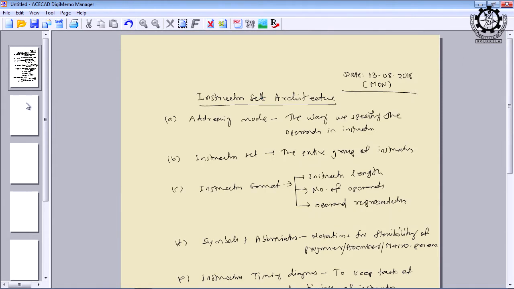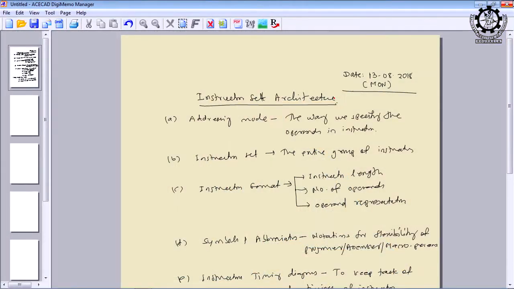So, last class we have just started discussing instruction set architecture, right. As I told you, it will differ from microprocessor to microprocessor, and particularly for the 8085 microprocessor, what would be the instruction set architecture. So, in the instruction set architecture, what are the key features we are going to discuss, or what are the main characteristics available under the instruction set architecture.